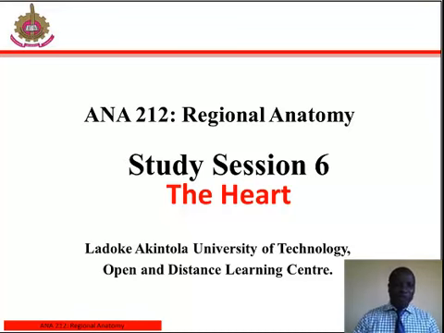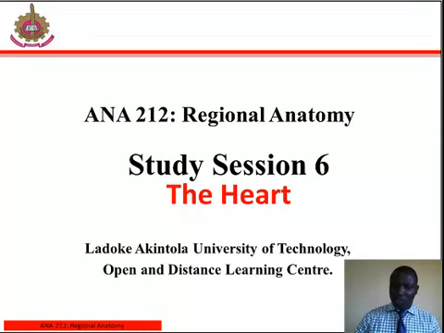The right side of the heart receives poorly oxygenated blood from the body through the superior vena cava and inferior vena cava and pumps it through the pulmonary trunk to the lungs for oxygenation. The left side of the heart receives well oxygenated blood from the lungs through the pulmonary veins and pumps it into the aorta for distribution to the body.